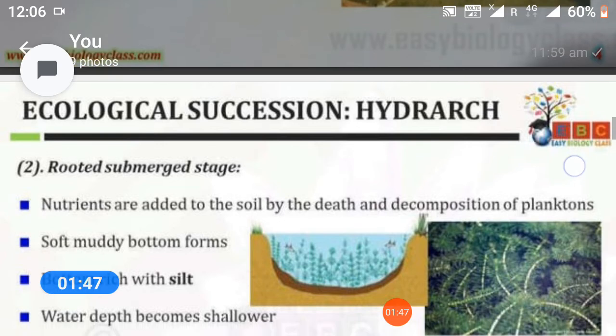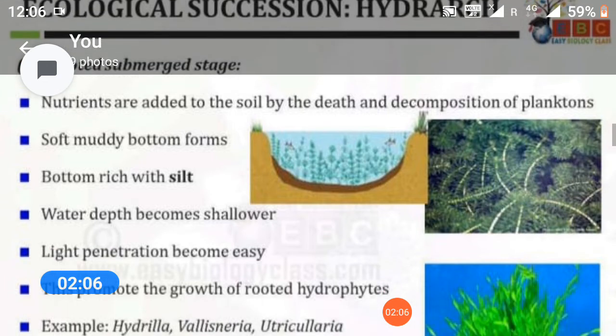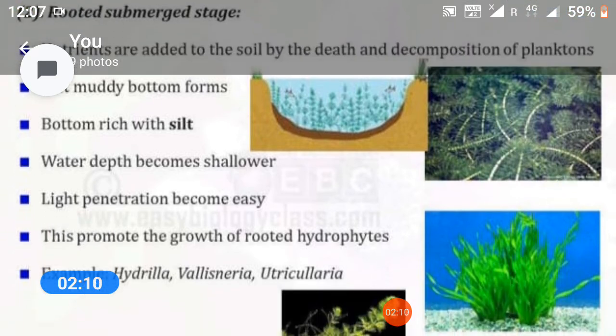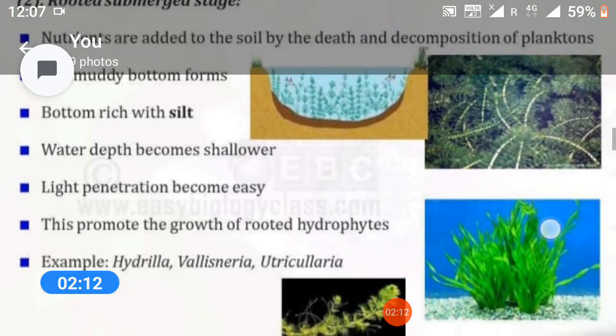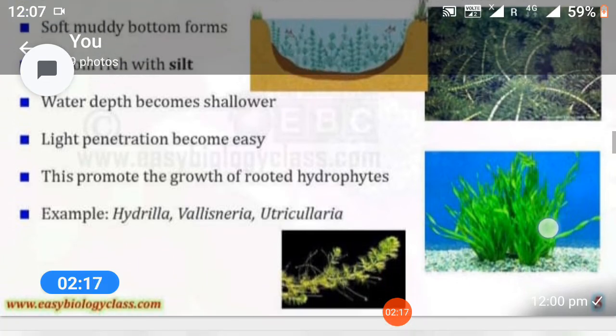Rooted submerged stage. Nutrients are added to the soil by the death and decomposition of phytoplankton. A soft muddy bottom forms in the pond. The bottom is rich with silt, water depth becomes lower and light penetration becomes easy. This promotes the growth of rooted hydrophytes, for example Hydrilla, Vallisneria and Utricularia.